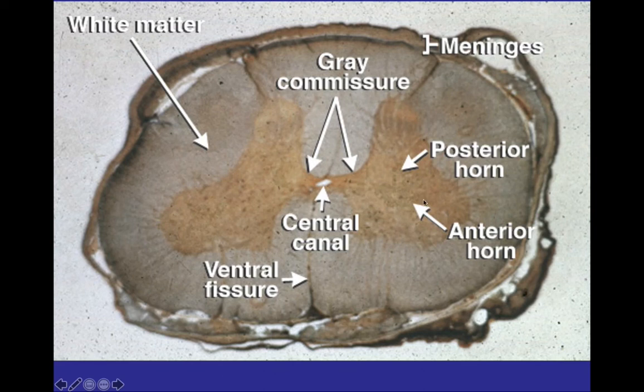Our two major spots of gray matter in the spinal cord will be connected by the gray commissure, which will contain the central canal of the spinal cord. You'll hopefully remember that the central canal of the spinal cord was continuous with the ventricular system of the brain. This structure is going to be lined by ependymal cells and contain cerebrospinal fluid. We'll also have the three layers of meninges wrapping around the margin of the spinal cord as well.